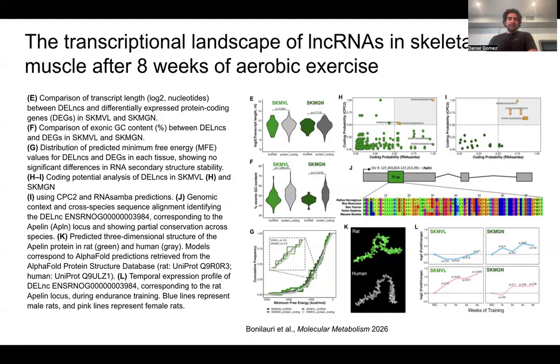In G, we have the distribution of predicted minimum free energy, MFE, for del-nix and DEGs in each tissue, showing no significant differences in RNA secondary structure stability.